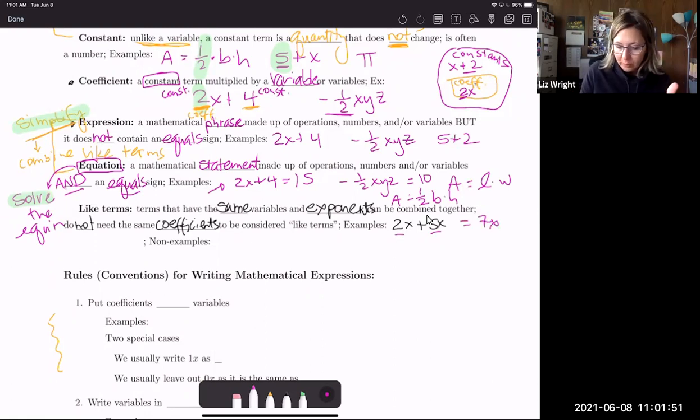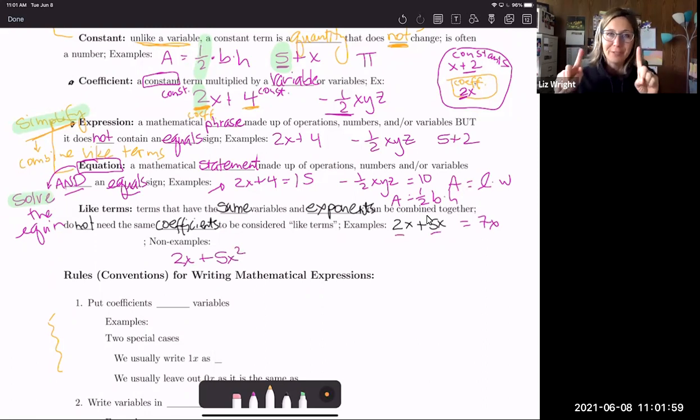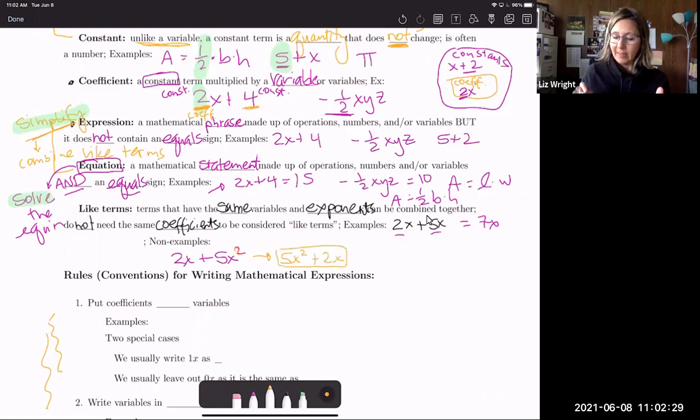What about, here's a non-example. What about if I had 2x plus 5x squared? That's a non-example because yes, they're the same variable. They're both x's, but are they raised to the same exact power? No. One is x to the first, the other one is x squared. So the only thing that we would do is rewrite this in what's called descending order, which we're going to talk about down here more, but I'm just going to throw it out now, where we lead with the one that has the highest power. And so we would say 5x squared plus 2x. So we would just rewrite it and we would get that for our answer.